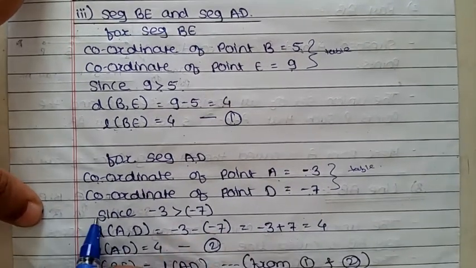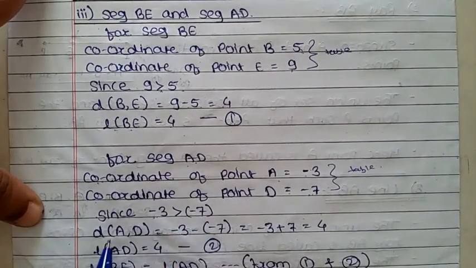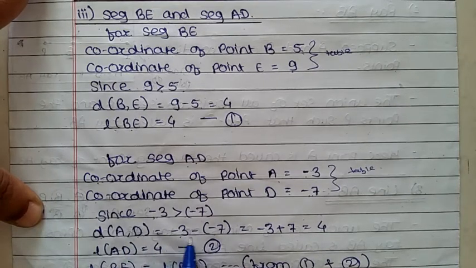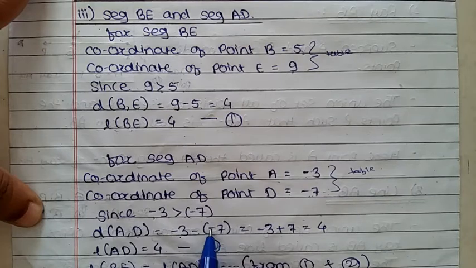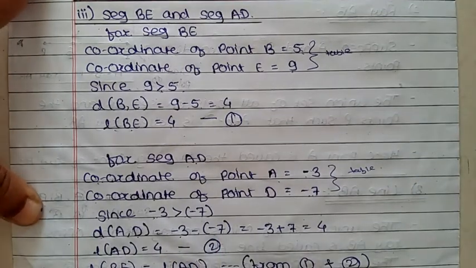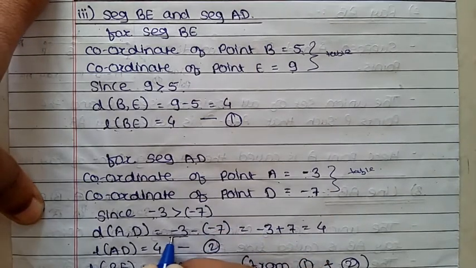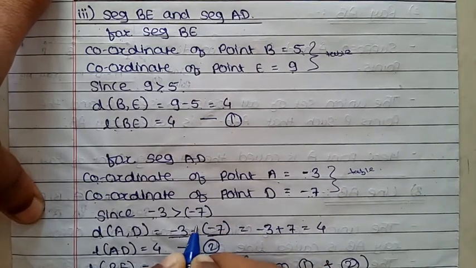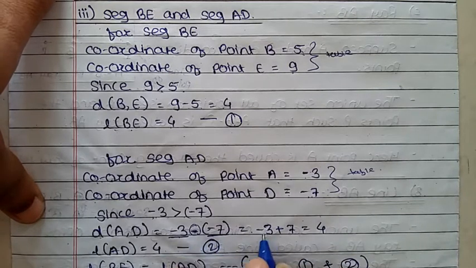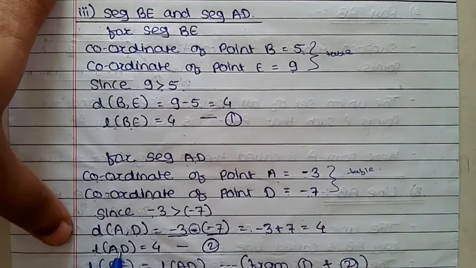Okay. So since -3 is greater than -7, so therefore D of A comma D is equal to -3, take it as it is, then minus in bracket -7. Why? Because we have to subtract smaller number from the greater. Okay, this is the greater value and this is the smaller value, and we have to subtract this. Therefore we have to put here minus. Okay, so -3 as it is, minus minus converted into plus here. So -3 plus 7. So what is the result here? 4. So just observe here, length of AD is equal to what?